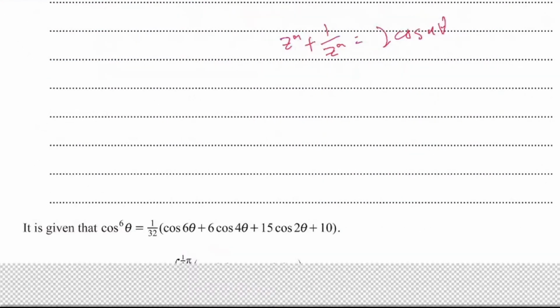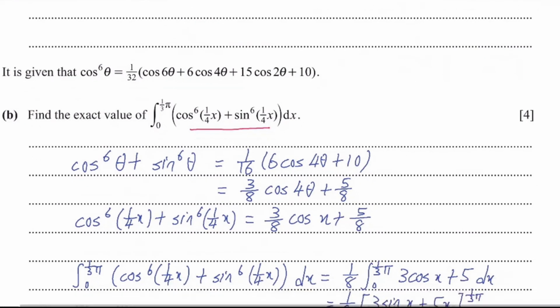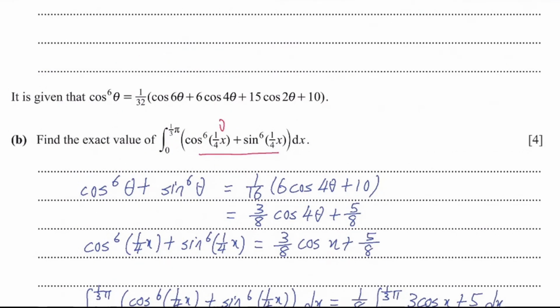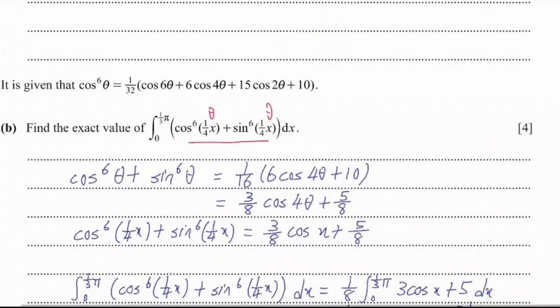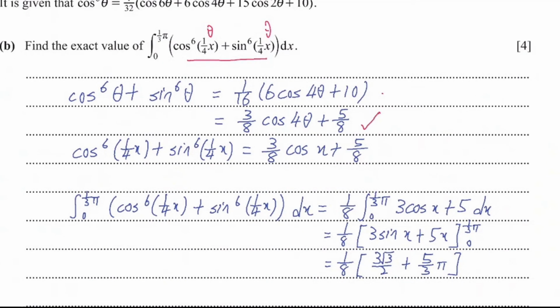If you look at the next one, given that the cos power 6 has this expression here, we need to find the exact value for this. It's very simple. We just treat this 1 over 4 x as theta first. Then we simplify, because we already have the sine power 6 earlier. Now we have the cos power 6. They are quite similar, but some of the terms are negative, so when we add them together, they will cancel off. This is the only expression that remains after we add the two together.